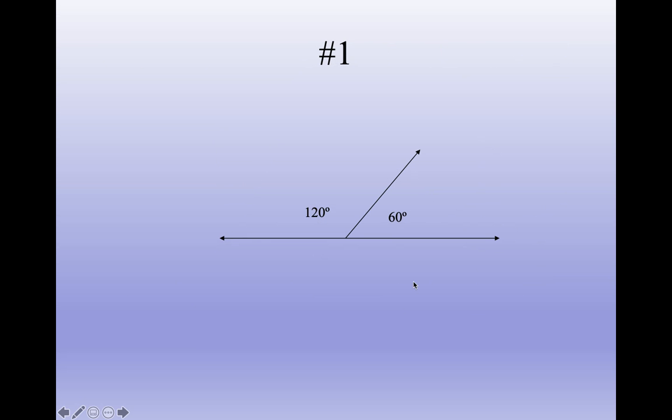Alrighty, so what I want you to do here is pause for a moment and see if you can identify what type of angle relationship you see here. The first thing hopefully that you do is add those two together. When you add those two together, 120 plus 60 should give you 180 degrees.